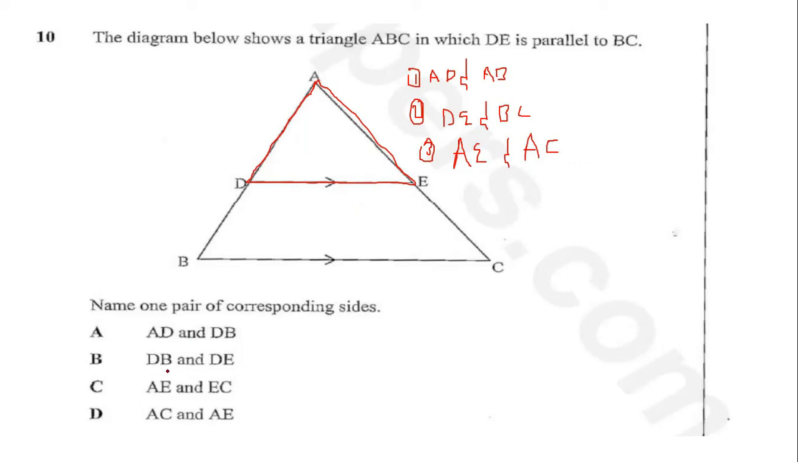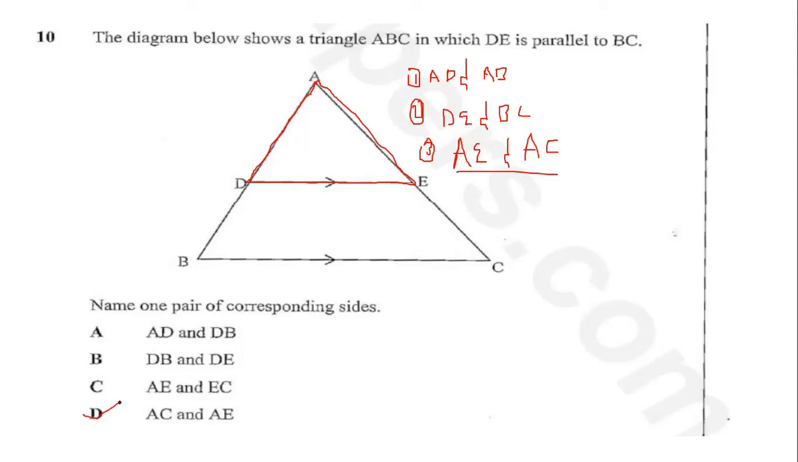Here, if we check on the answers, we discover that AD and DB are not corresponding. They are just two different sides. DB and DE doesn't even make sense. AE and EC also doesn't make sense. But AC and AE makes sense, which is this one here. So the answer here is automatically D.